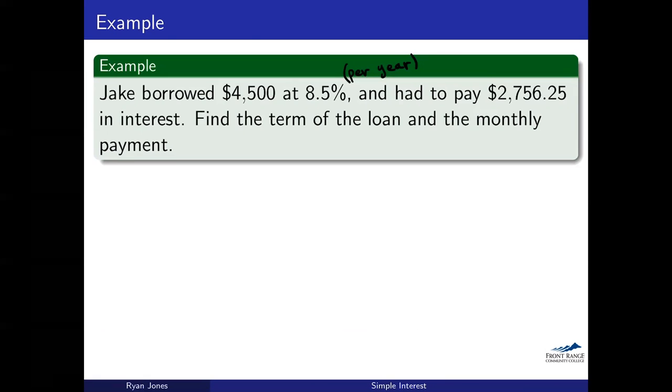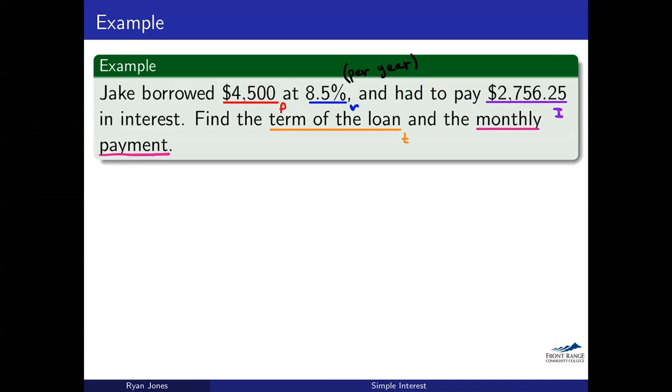And so let's go ahead and just mark everything up that we know. So 4,500, that's going to be the P, that's the principal amount that was borrowed. We're also going to have 8.5%, which I'll label as R. We're also going to have this 2,700, which I'll label as the interest I. And what we want to do is we want to find the term of the loan, and that's just going to be the time, T. And we want to find the monthly payment, which I'm going to indicate with R.